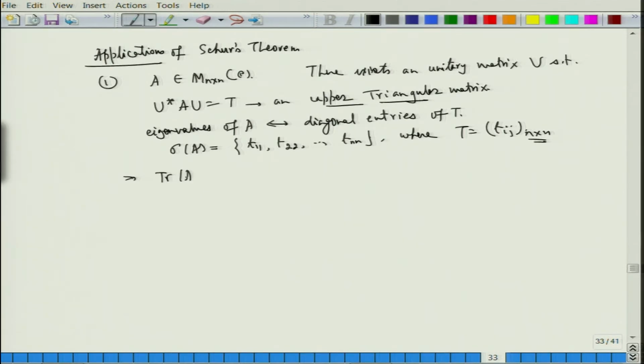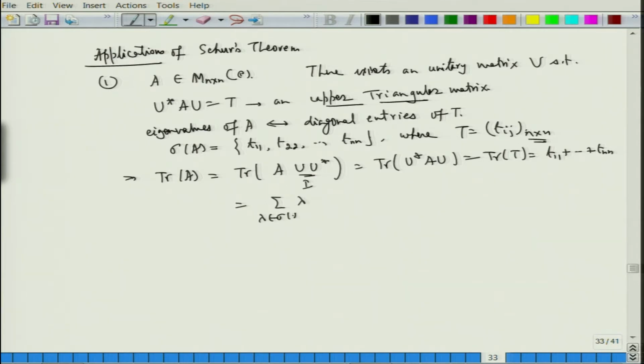So from here we can easily conclude that the trace of A is the same as the trace of U star AU, which is the same as the trace of T, which is T11 till Tnn, which is the sum over lambda belonging to sigma A, or the sum of eigenvalues of A. When we tried to prove it the first time, there was quite a complication involved, but using Schur's lemma everything is nice.